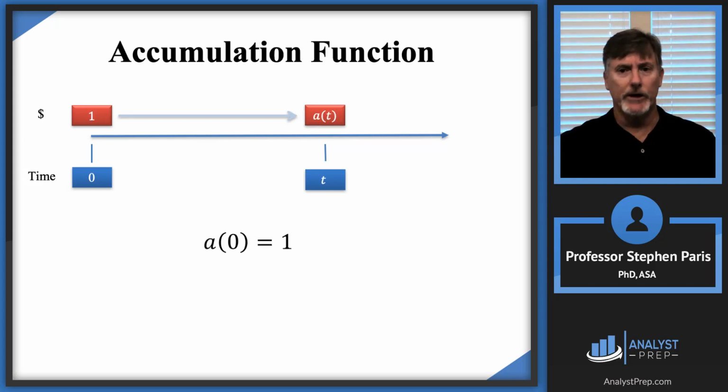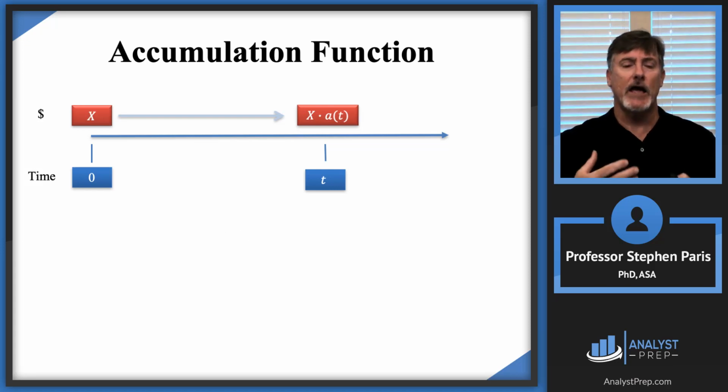At this point, what I have is that the accumulation function at time zero is equal to 1, and this is what my timeline would look like. $1 at time zero accumulates to time t to an amount a of t dollars. And again, we mentioned that if I had a cap X value at time zero, then it would accumulate to cap X times a of t.